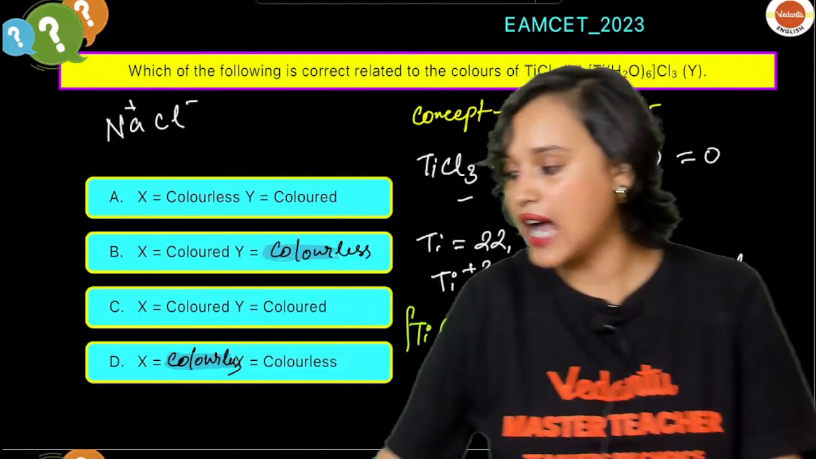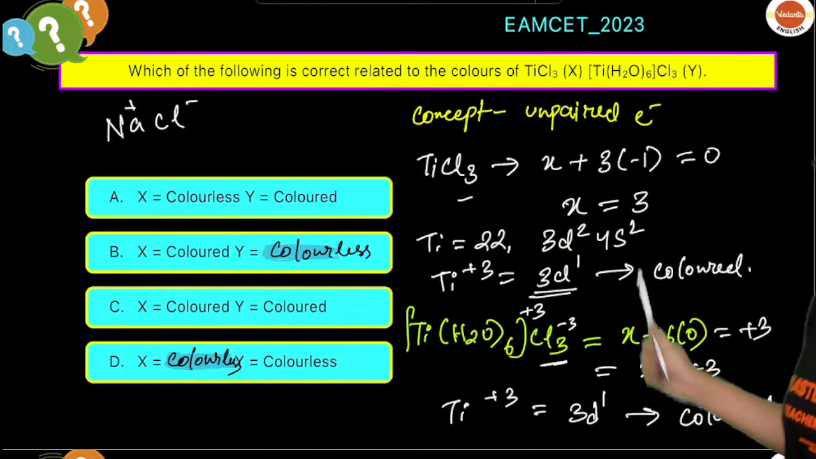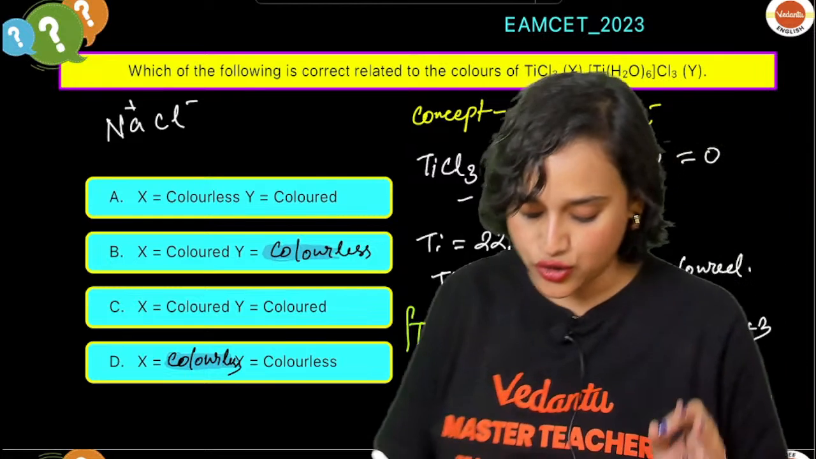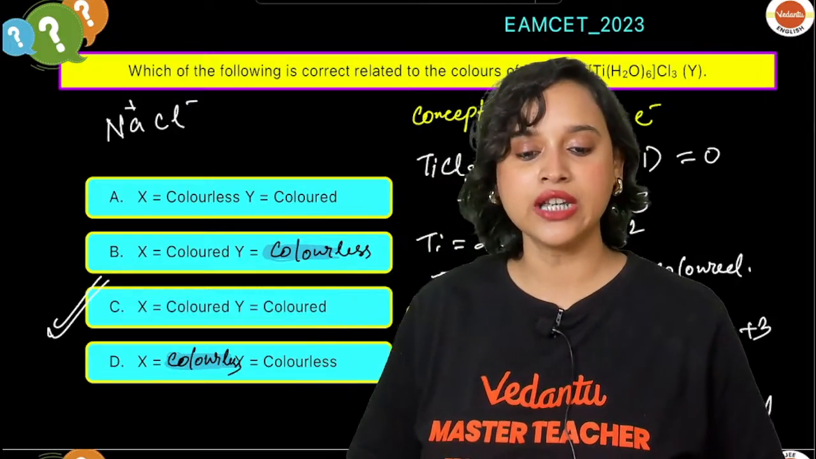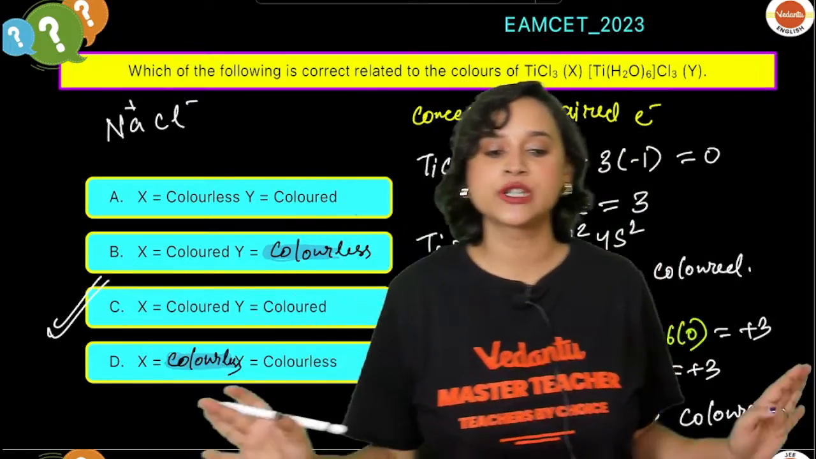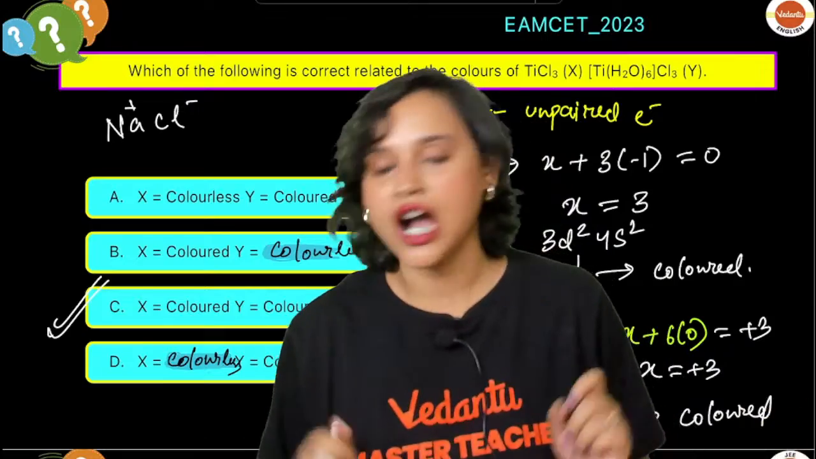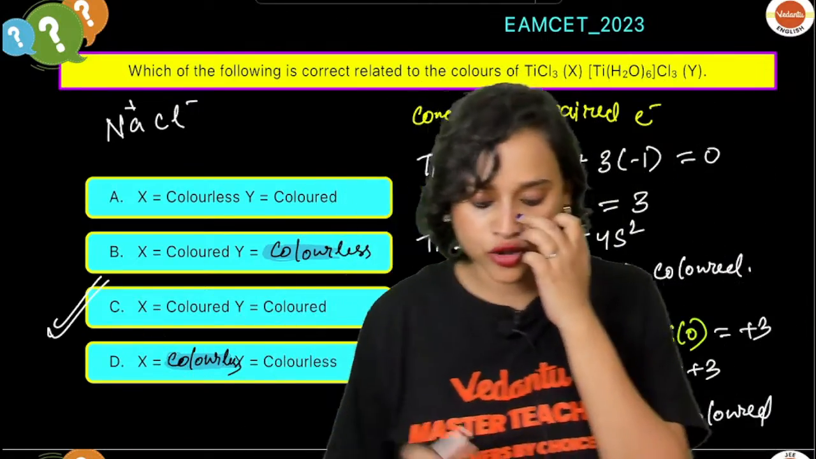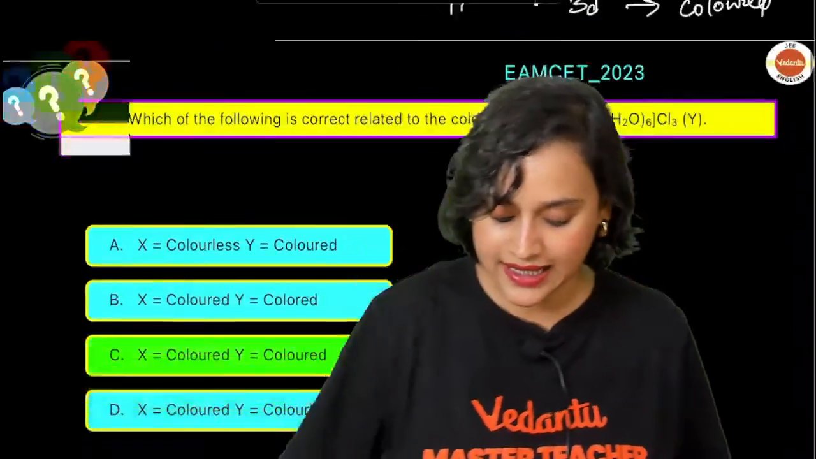So what is our answer, guys? Our answer, my dear student, is option C, that is colored and colored. Both of them are colored. All right, everybody.